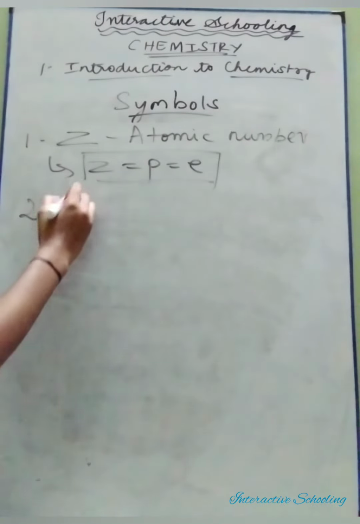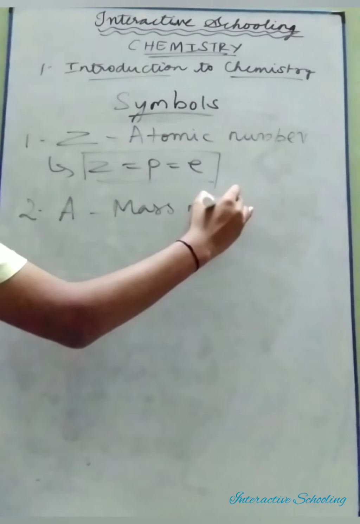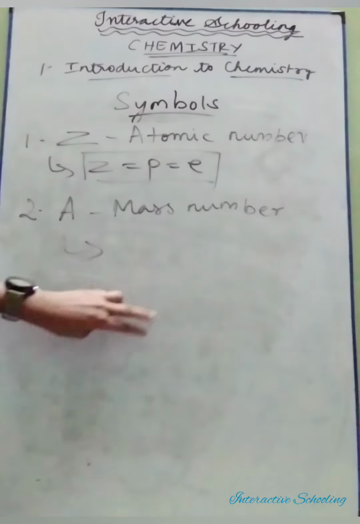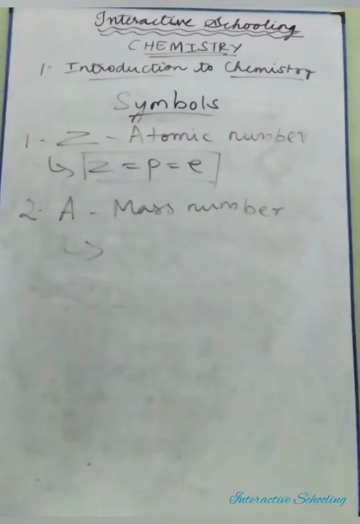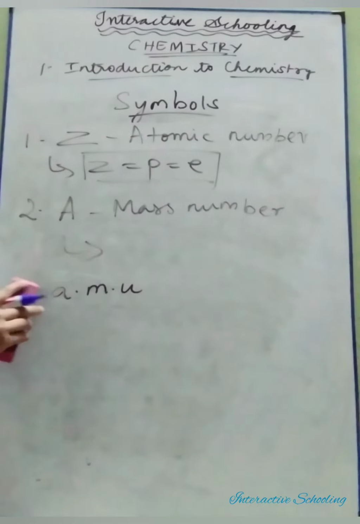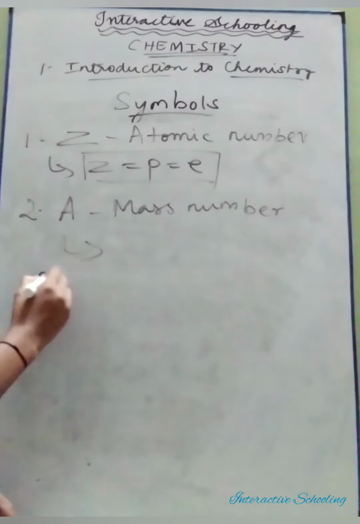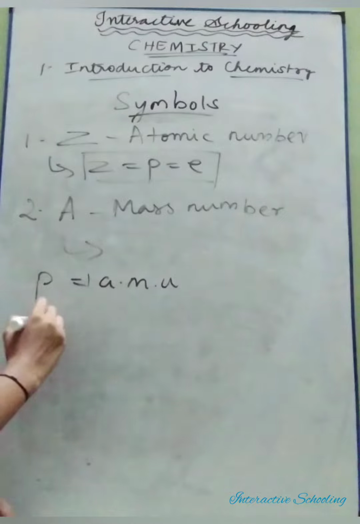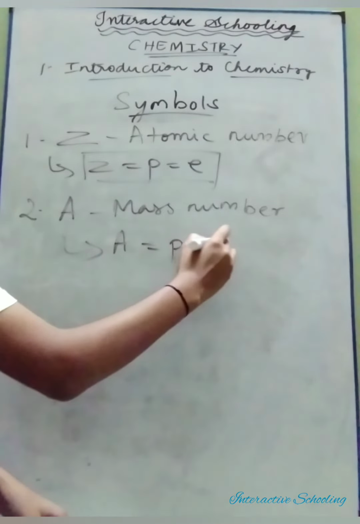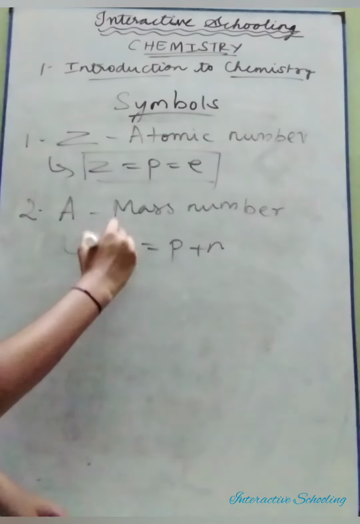The second one is A, mass number. As you might know, the mass of an atom is so small. It will be like 10 to the power minus 10s or 20s, even less than that actually. So it's hard to represent it in the form of grams or milligrams. So what they have done is, as I already said, AMU, atomic mass unit. So using this, they are finding the mass number. As we know, one proton is equal to 1 AMU and one neutron is also equal to 1 AMU. So the mass number is equal to the sum of the protons and neutrons present in the nucleus of that atom.